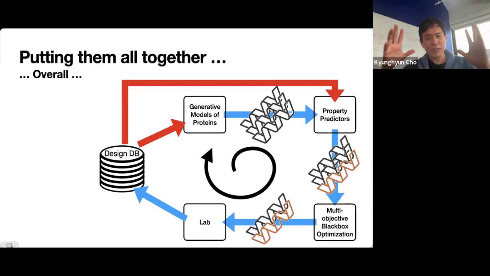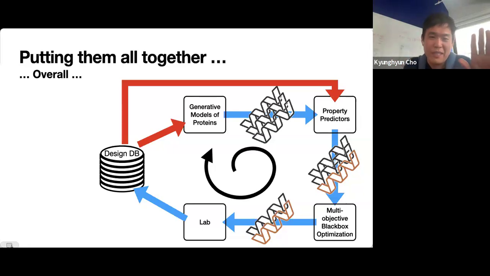So if you put all those things together, we end up with this lab in the loop therapeutic antibody design platform. We have the central database that contains everything, to which we refer as DesignDB. There are generative models of the proteins that are going to produce a bunch of proteins, and these proteins are going to be scored by the property predictors, and then the scored sequences are going to go to the multi-objective black box optimization algorithm. This optimization algorithm is going to produce a small subset of the designs to be synthesized and tested in the lab. And then once the experimentation is done, the feedback goes back directly into the DesignDB. And this is what we mean by the lab in the loop antibody design.